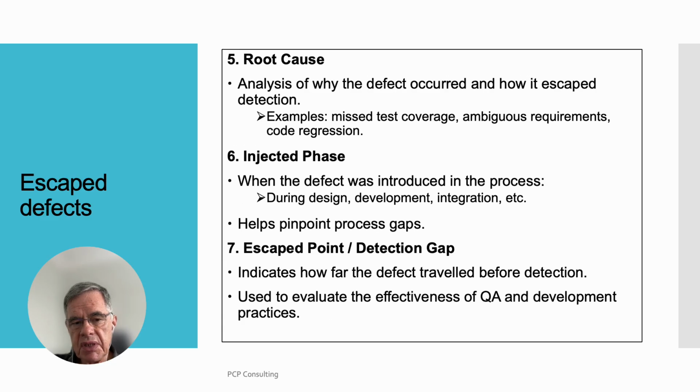Root cause, analysis of why the defect occurred and how it escaped detection. Examples: missed test coverage, ambiguous requirements, code regression. Injected phase, when the defect was introduced in the process, during design, development, integration, etc. Helps pinpoint process gaps. Escape point, detection gap, indicates how far the defect traveled before detection. Used to evaluate the effectiveness of QA and development practices.